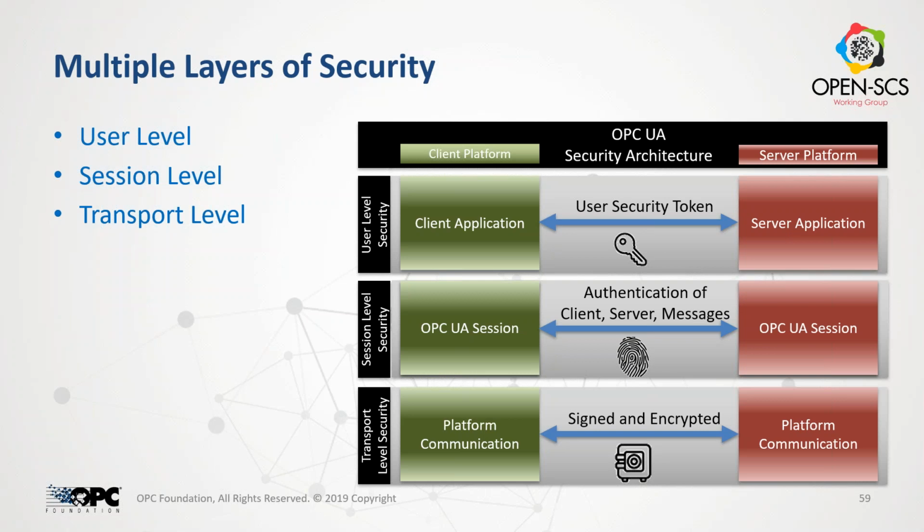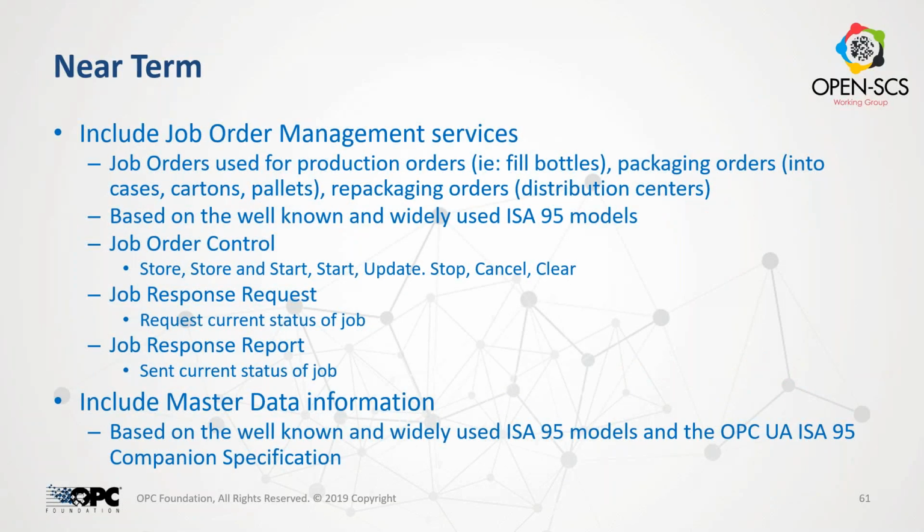But as I said, we're also working on some future pieces here. The future pieces in the near term, what we talked about is the job order management. Remember, I already talked about that. We'll use the ISA 95 models. They're well known, they're widely used. The packaging order is really just a specific type of job order. But by using the job order, we can also include repackaging orders, so you can say for your warehousing or your distribution, this is the redistribution of it. I want to take this material from these pallets and redistribute it into other pallets.